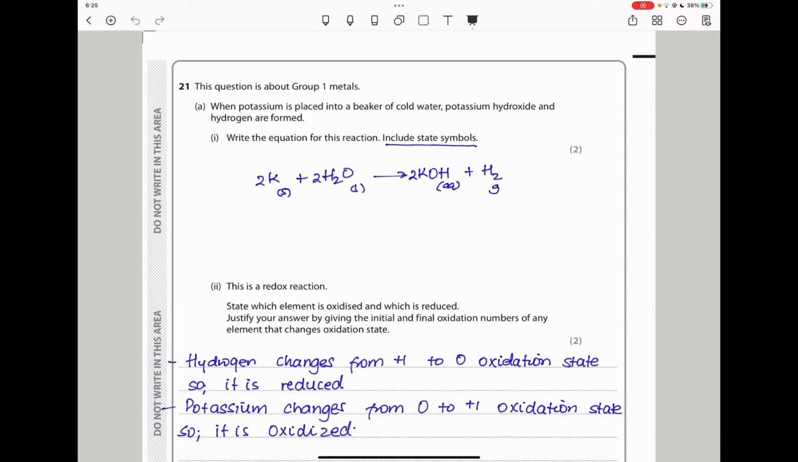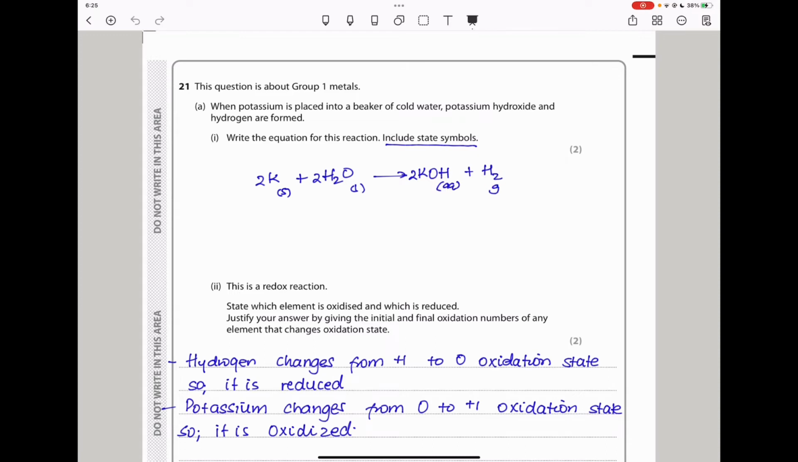Question 21, this question is about group 1 metals. So they say, when potassium is placed into a beaker of cold water, potassium hydroxide and hydrogen are formed. They say, write an equation for this reaction and include state symbols. They've given us the product, so just write potassium plus water gives us potassium hydroxide and hydrogen, and then balance the equation.